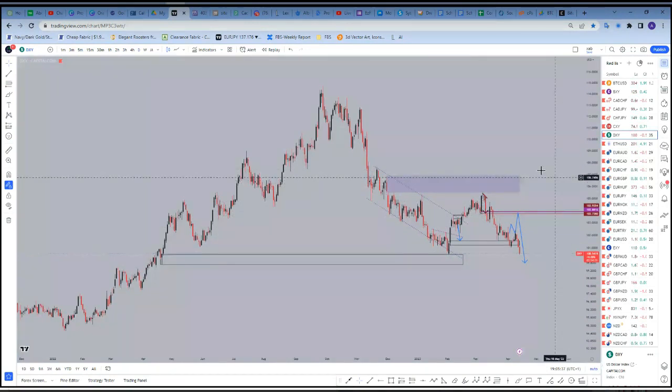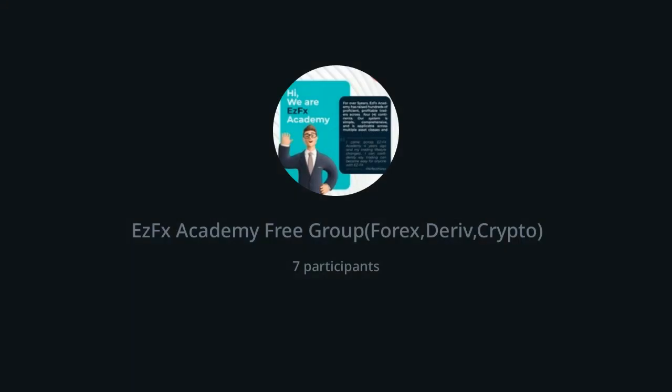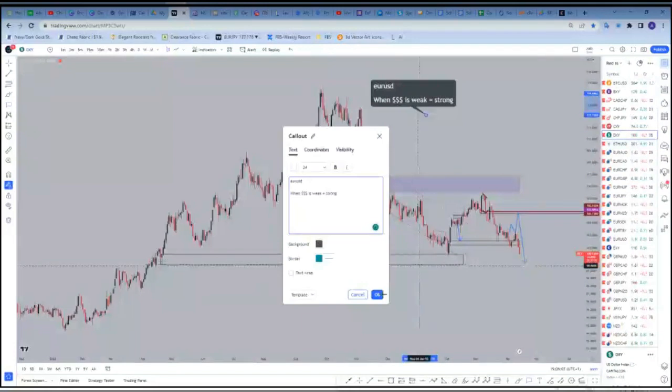So if we have a commodity like, let's say, Euro USD, we know that when the dollar is weak, what do you think should happen to Euro USD? Euro USD should be strong. That is the logical thing that is expected.